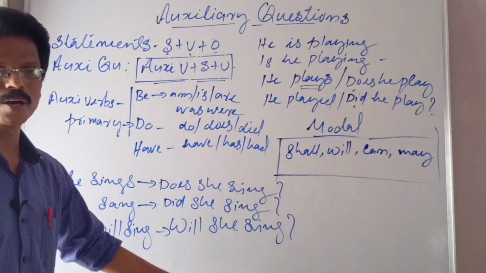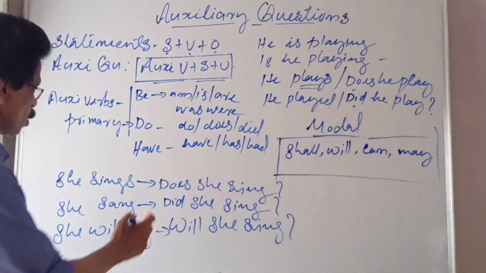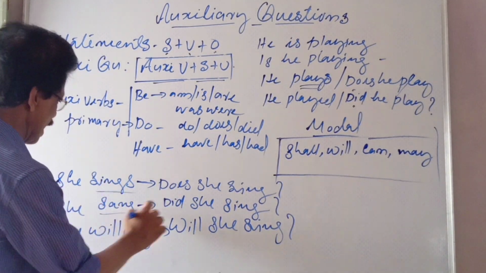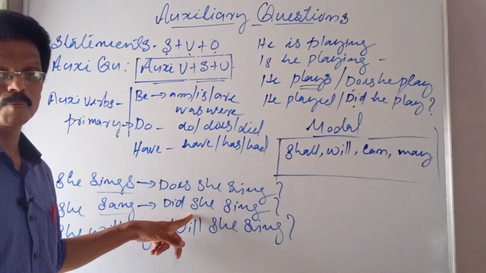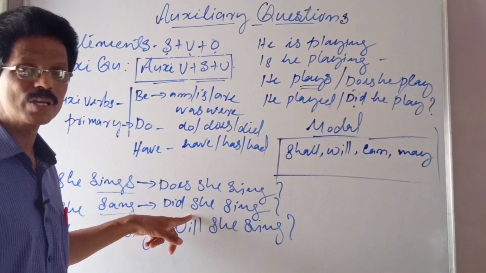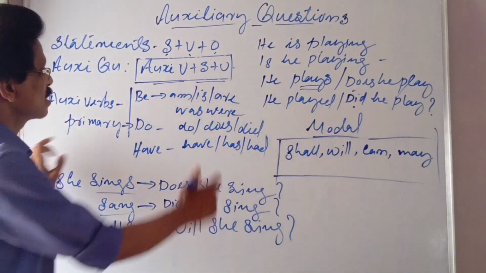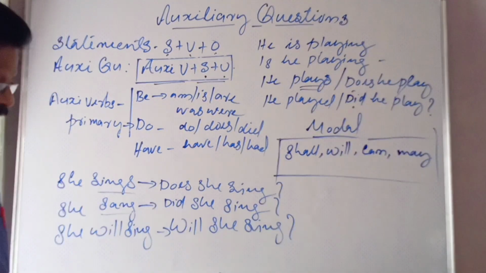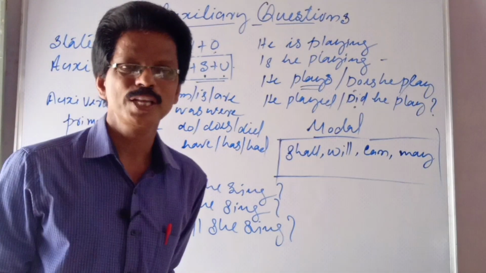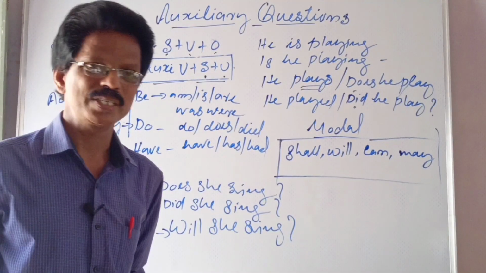Any auxiliary verb, if it is there, you can use by making it first. See, if the auxiliary verb is not there, suppose sings, sang, you have to use either does or did. So remember, the structure of an auxiliary question is auxiliary verb plus subject plus verb. If you know how to change it, you can make any kind of question, you can talk, and especially you can make requests and questions also.